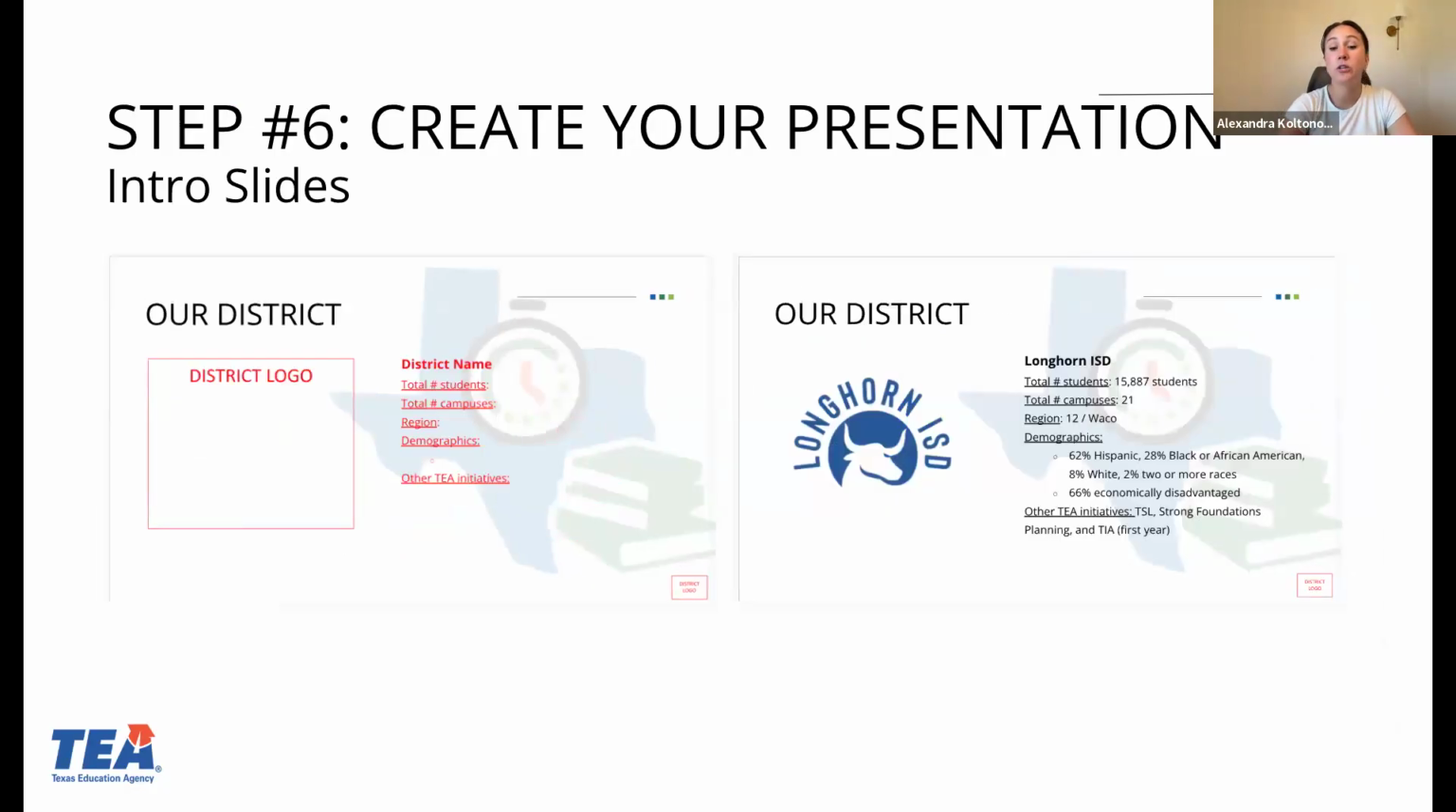The next page is your district page. This is where you'll include your district logo, the total number of students at your district, total campuses, the demographics, and then other TEA initiatives. But we want you to be brief with this because I think there's only 2 minutes allocated. It's really just sharing important aspects of your district. Think about when you're reviewing data or trying to learn about a district, what information and background do you want to know about them? So it's just that background to lay the groundwork before you go into presenting your data.